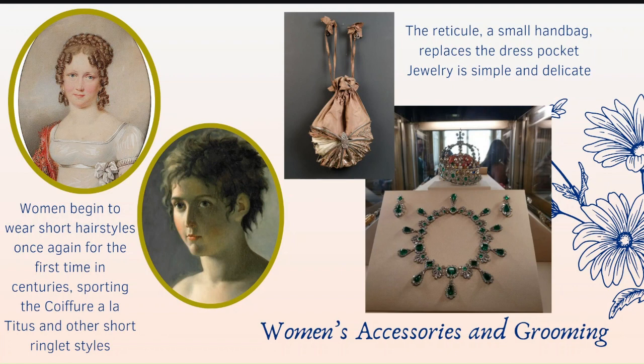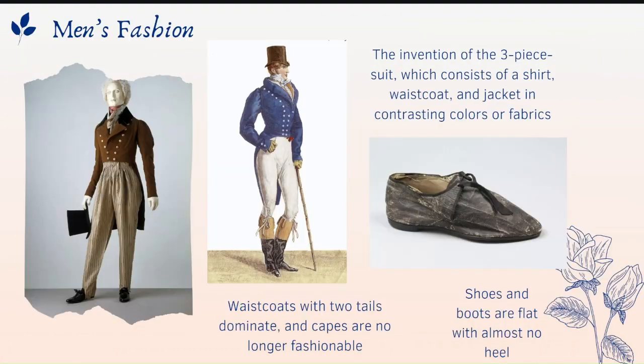The reticule, a small handbag, replaces the dress pocket. Jewelry is simple and delicate. On the right, you see some of Empress Josephine's jewelry that I saw in person at the Louvre.